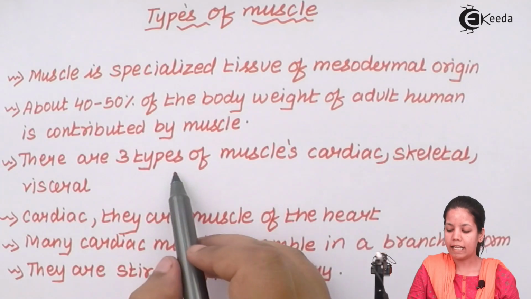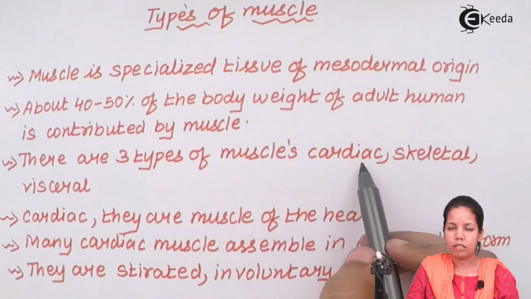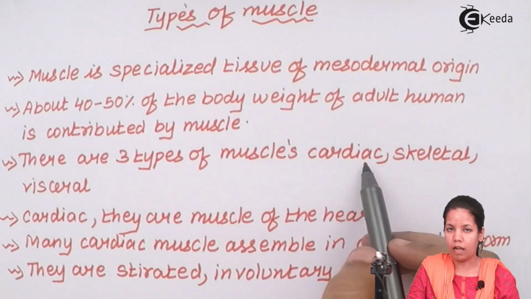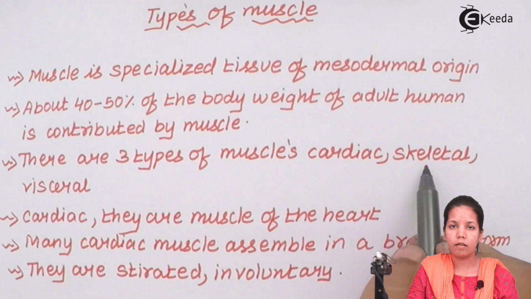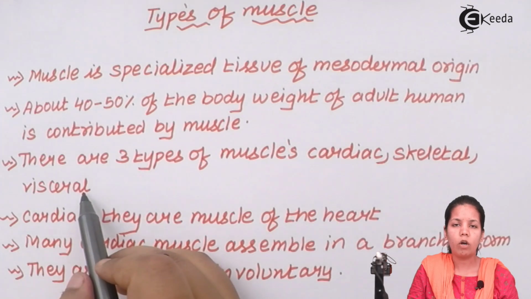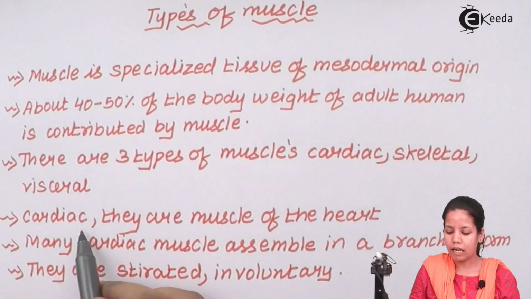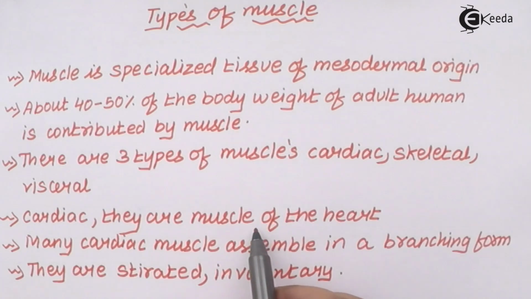So basically there are three different kinds of muscles present in human beings: cardiac muscles, or the muscles surrounding the heart; skeletal muscles, the muscles that surround all your skeleton system; and visceral muscles that lie around your alimentary canal or food tract. Now if I talk about cardiac muscles, they can simply be said as the muscles of the heart, or the muscles that form a periphery around the heart region.